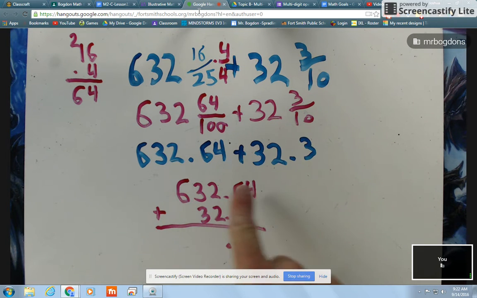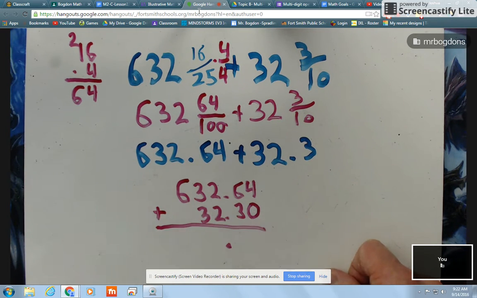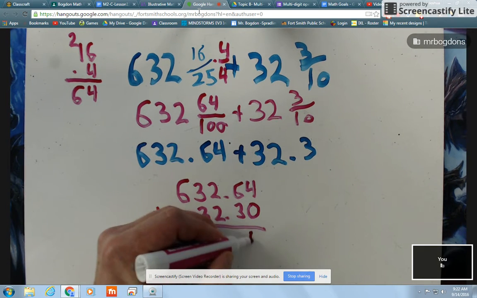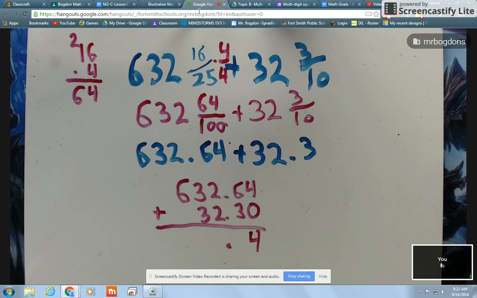Now I see that I have a 5-digit number and I have a 3-digit number. What can I add right here? 0. Yep. Okay. So 4 plus 0 is 4. 6 plus 3 is?